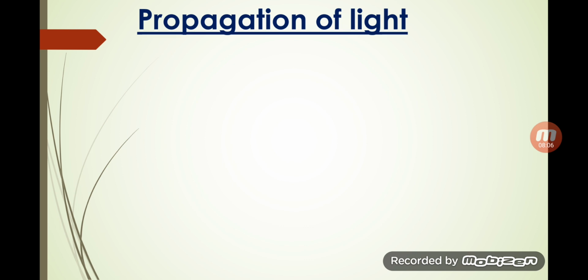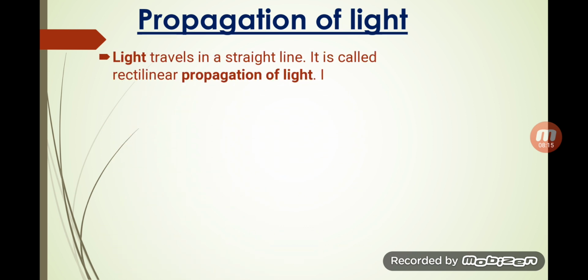Light always travels in a straight line. You can see very clear. The light travels in a straight line, that is called rectilinear propagation of light. So you know what is a rectilinear propagation? Light travels in a straight line, that is called rectilinear propagation. By these photos and pictures, you can see the exact meaning of propagation of light.